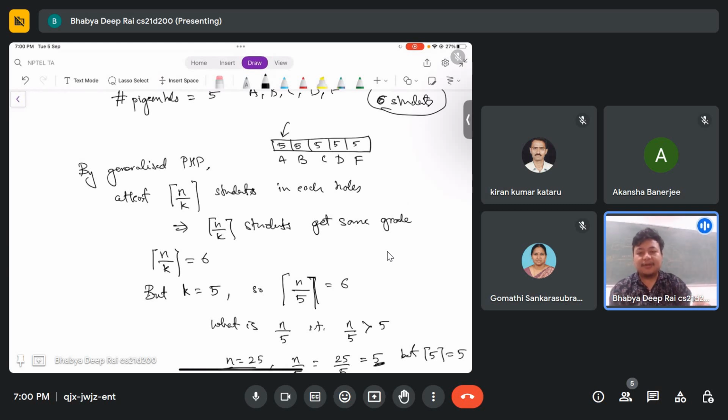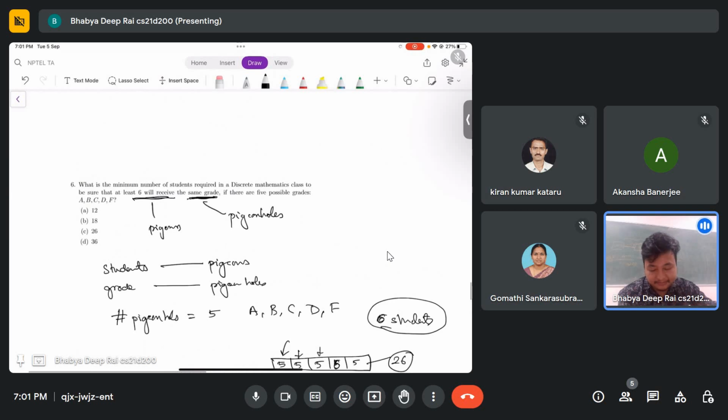After this, any pigeon I put, I cannot avoid anymore. If I put a pigeon here, let's say, then this will become 6. Then there is one pigeonhole where at least 6 pigeons sit. So if I put it here, then this will become 6 and this will get violated. So the logical way of seeing it is, how many people are there now? When I put one more, it becomes 26. So if I have 26 pigeons in these pigeonholes, I'm guaranteed to have at least one box with 6 people.